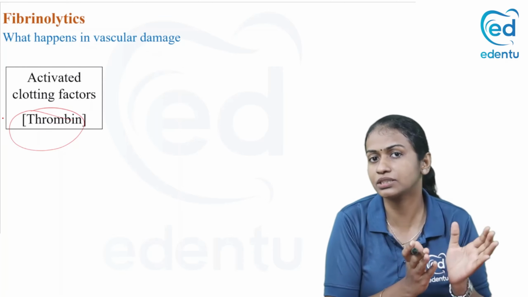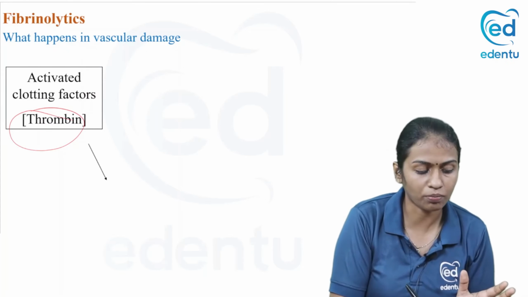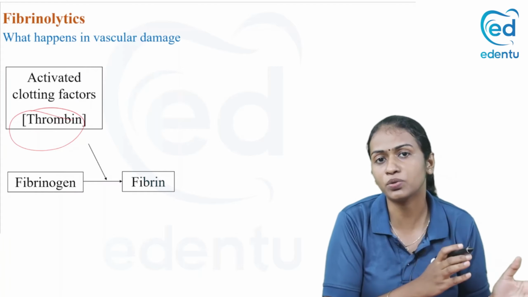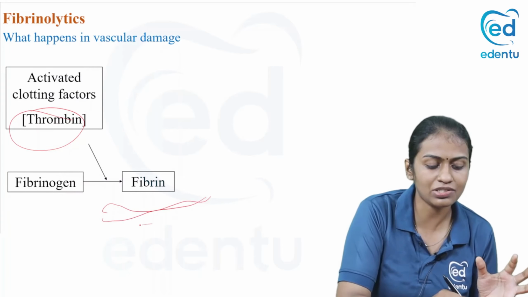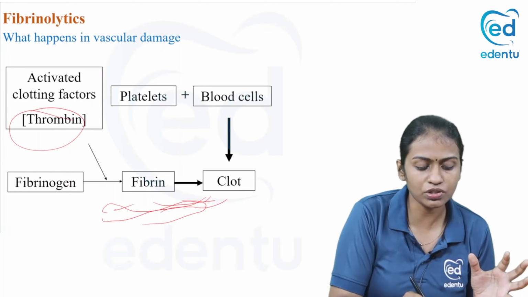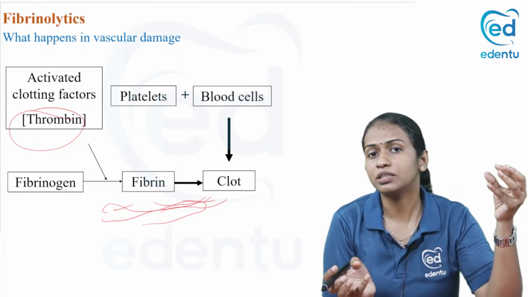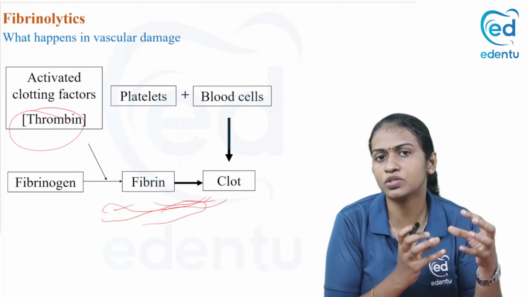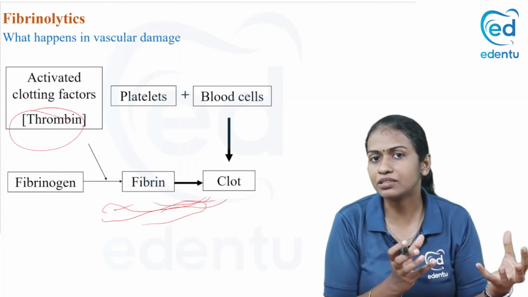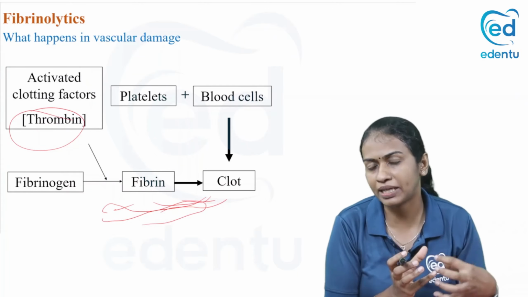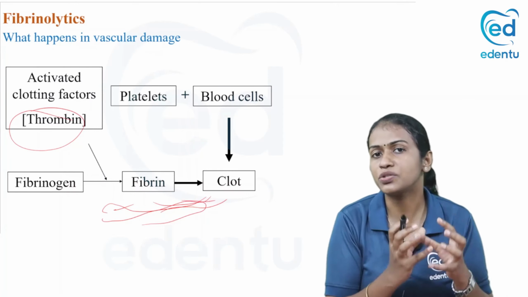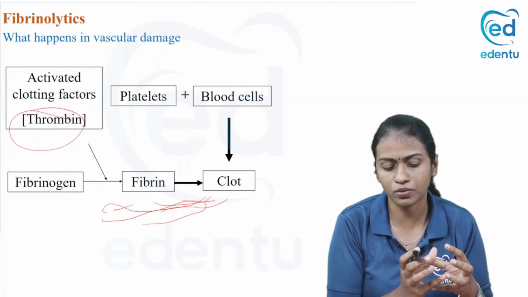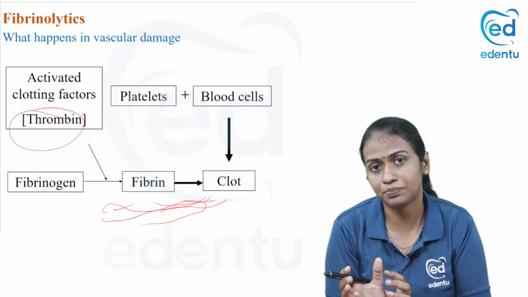active factor 2, that is thrombin. So this thrombin will convert fibrinogen to fibrin. Okay, so you can get fibrin strands like this. And into these fibrin strands, what happens? The platelets get aggregated, because when there is an injury, the platelets also get activated. So the platelets come to this side. Along with that, the blood cells also come and together they form the clot. Okay, so this is what normally happens.